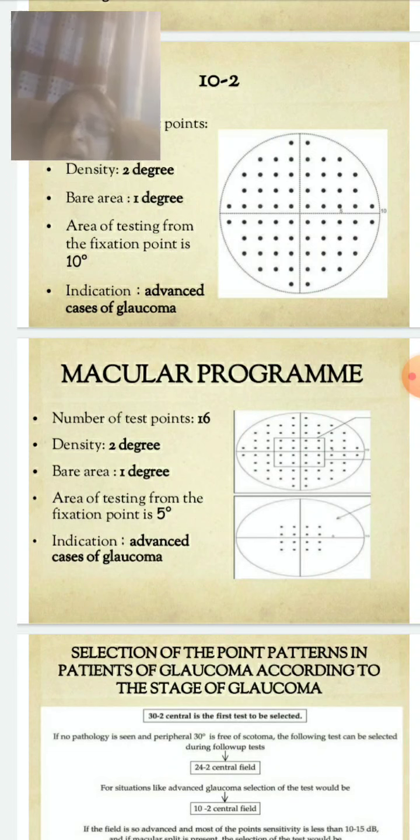Bare area means the area around the fixation point where no stimulus is given. That is the bare area, and this is done in advanced cases of glaucoma.